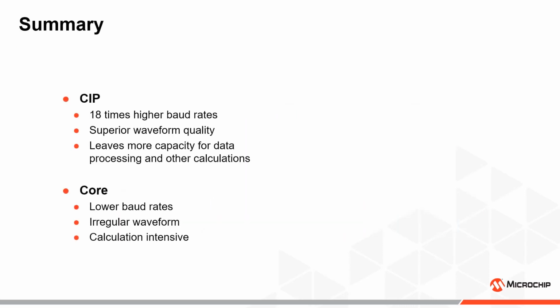To summarize, the Core Independent Peripherals have allowed us to make solutions that have much higher baud rates and better waveform quality, and that also leave more capacity for data processing and other calculations. The core-based solution might be sufficient for some low baud rate applications, but the CIP solutions are much better overall.